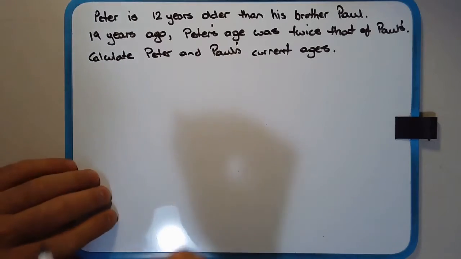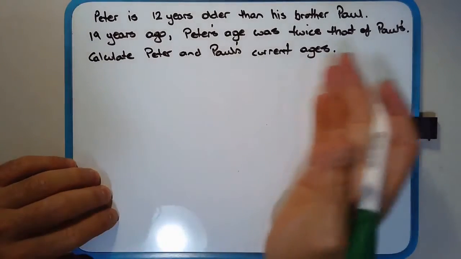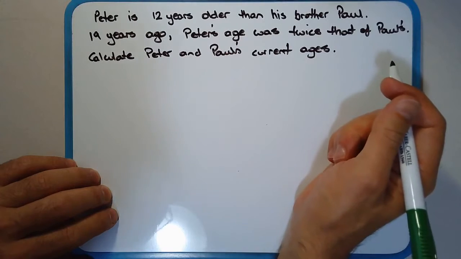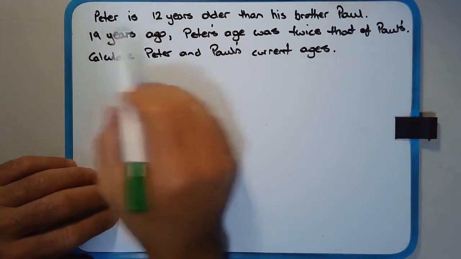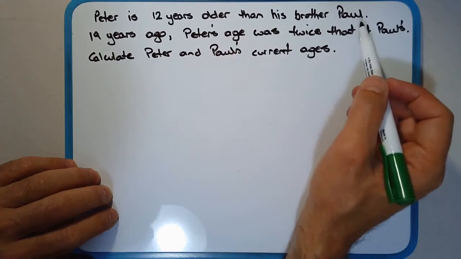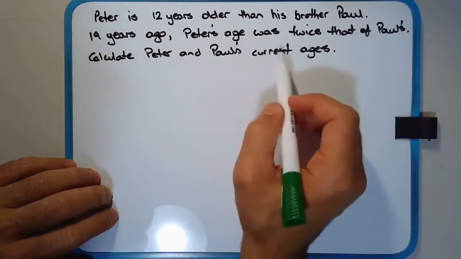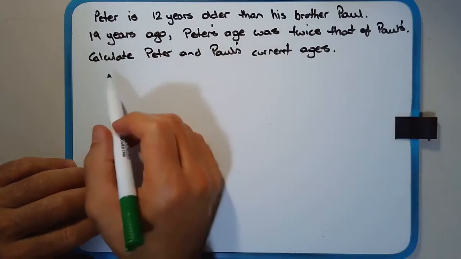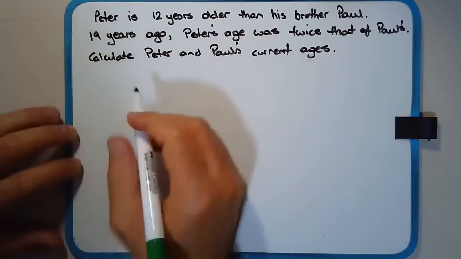Here's another worded problem, the classic calculate the age of the people involved type problem. Let's go through the problem together. Peter is 12 years older than his brother Paul. 19 years ago, Peter's age was twice that of Paul's. Calculate Peter and Paul's current ages.